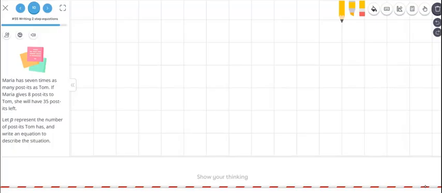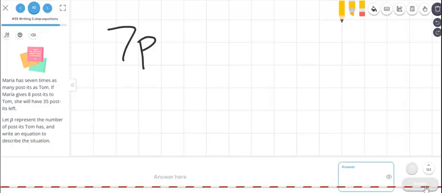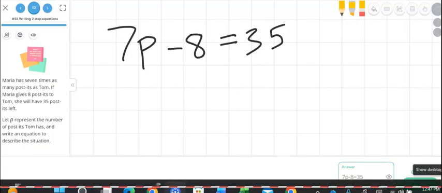Maria has 7 times as many points as Tom. 7 times as many points as Tom. If Maria gives 8 Post-its to Tom, so if they give him, that's minus 8, she will have 35 left. Okay. I think that's it.